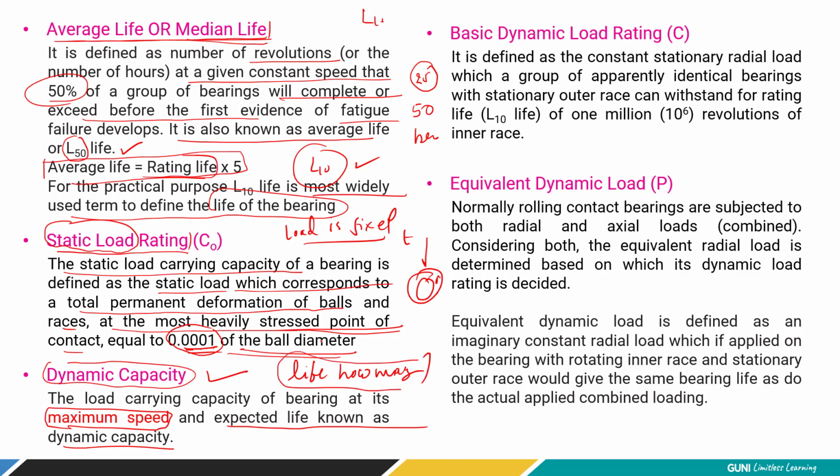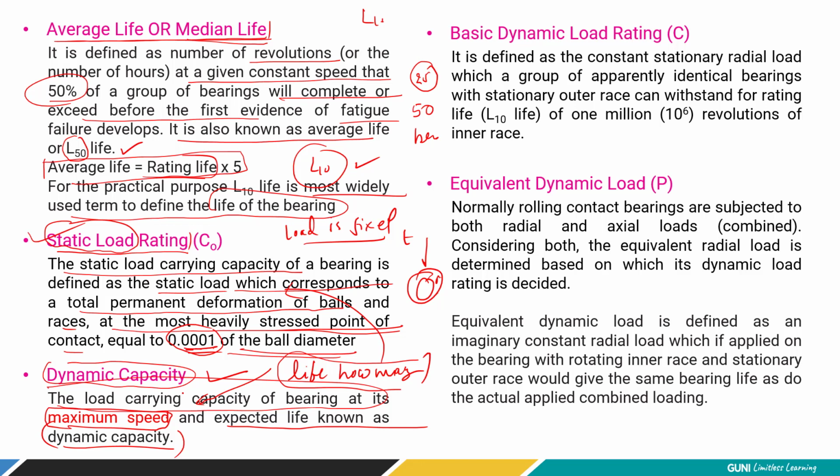If the bearing is not rotating, then it is referred to as static load rating. If the bearing is rotating at maximum speed and safely, whatever load you are able to apply safely without any failure, which will give you the bearing life, that is referred to as dynamic capacity. Okay. So when the element or bearing rotates, its load carrying capacity varies. When the bearing stops, it is not in motion. At that time, its load carrying capacity is different.